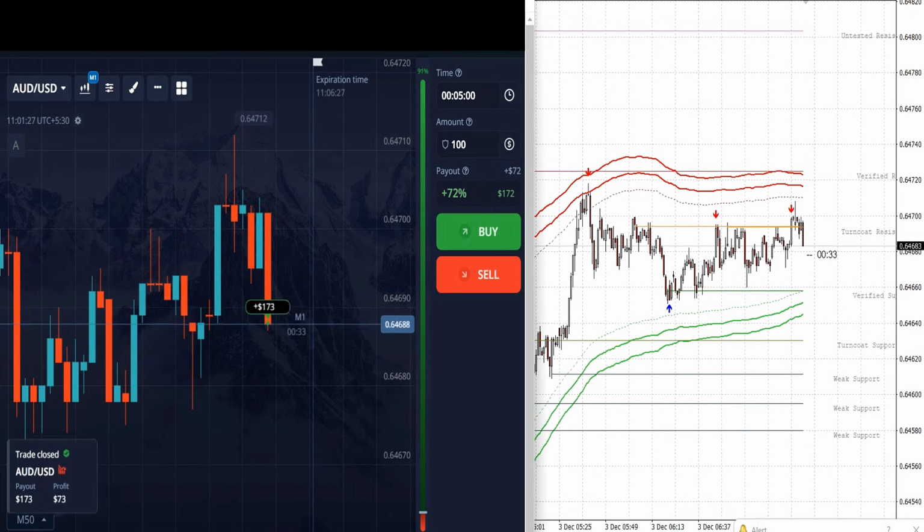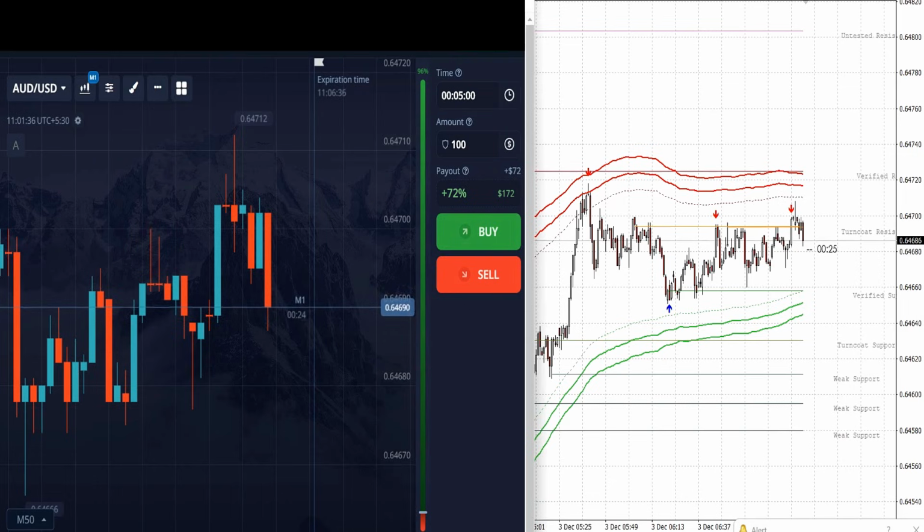Now, let's look at the final result. As expected, the price moved down from the resistance zone, and the trade closed in profit at expiry. This confirms that the setup was valid and the rules worked exactly as planned. Now, let's move to the next live example and continue learning.